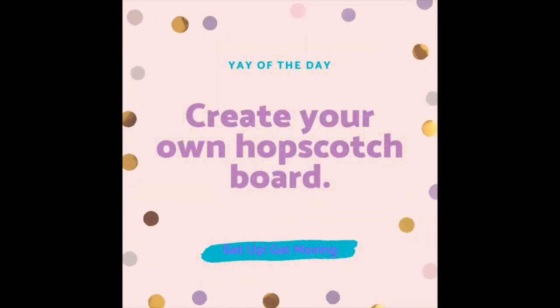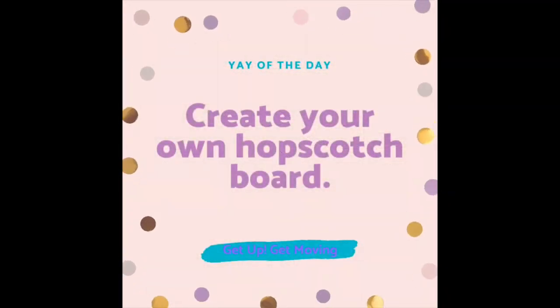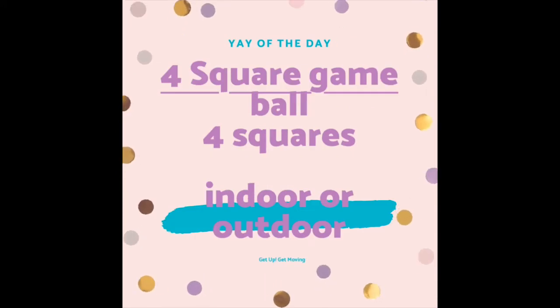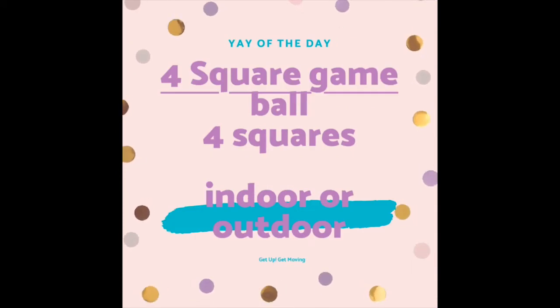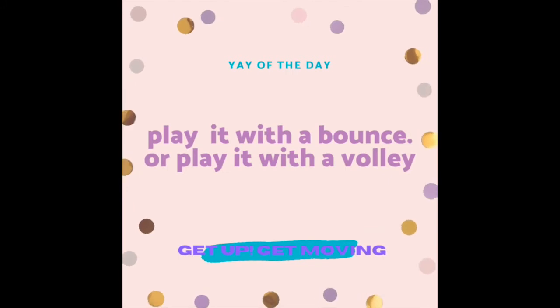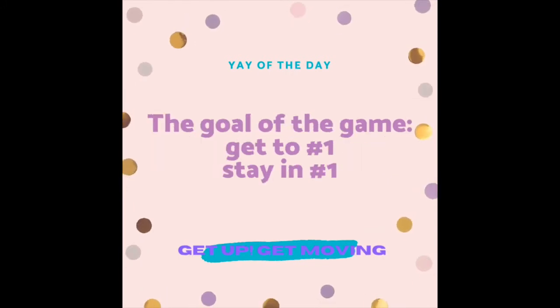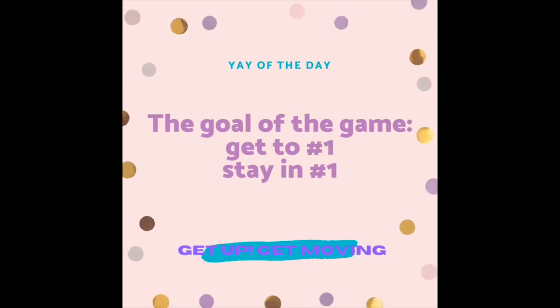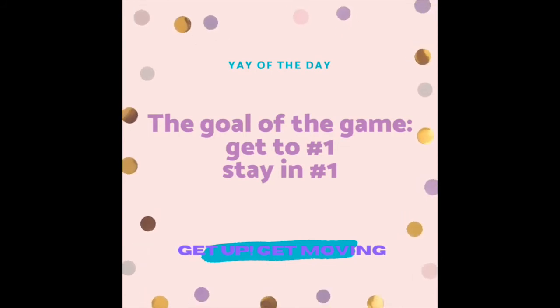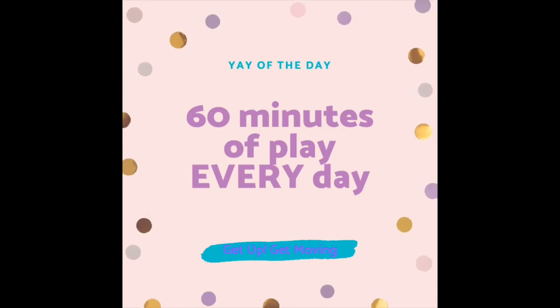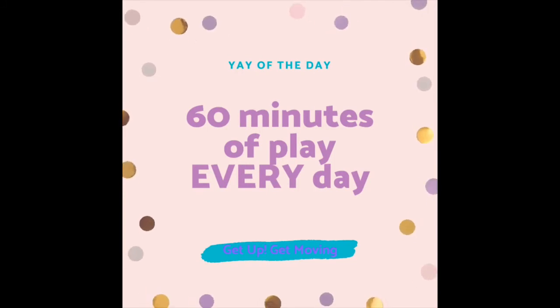You can create your own hopscotch board with chalk or even objects to play in your house. In the game of Foursquare, you can play with a bouncy ball, a beach ball, or even a balloon. The goal of the game is to get to number 1 and stay at number 1. Make sure that you are getting your 60 minutes of physical activity every single day. Stay safe.